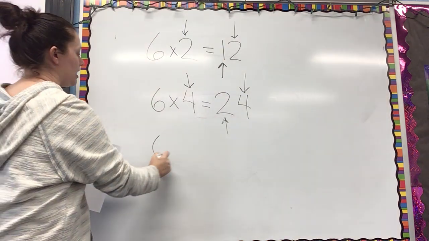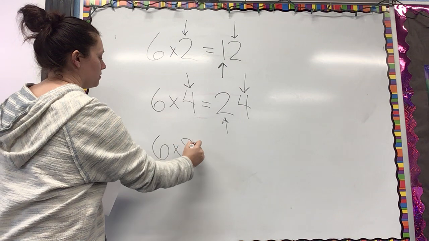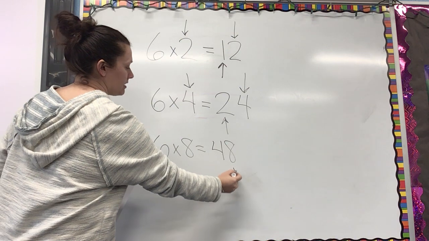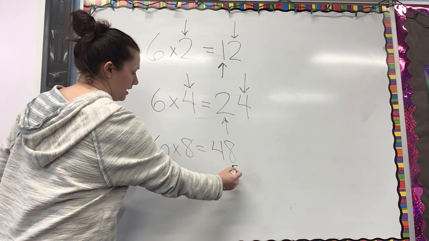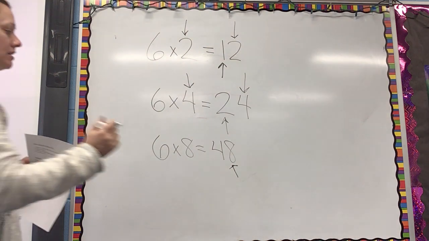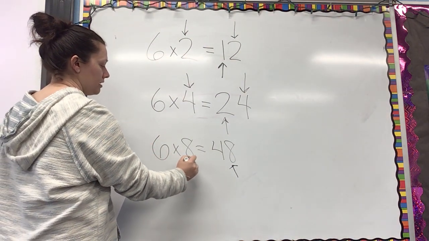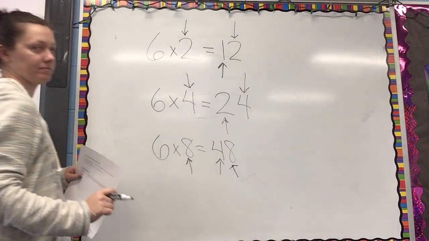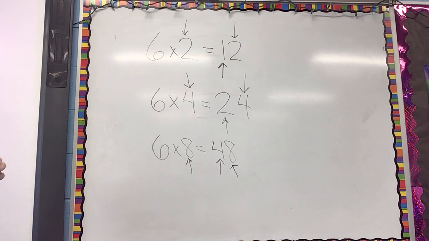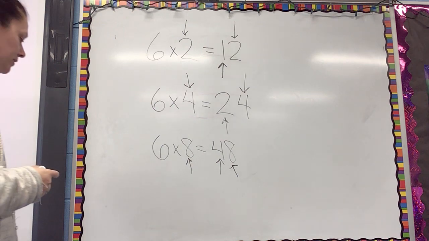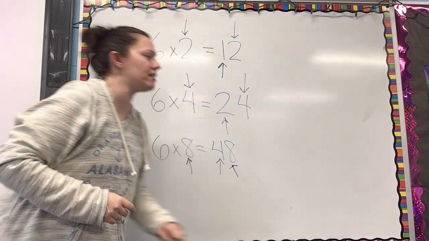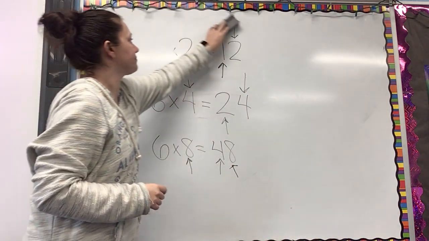Let's do another one. 6 times 8. What's 6 times 8? 48. Look at my 8. My tens place is always the same as what I multiplied by. My ones place is half as much. What's half of 8? 4. Pretty cool? 6 times any even number will always be that. Let's do, do you guys need to do any more? You guys see that pattern? Yeah. Interesting? All right.